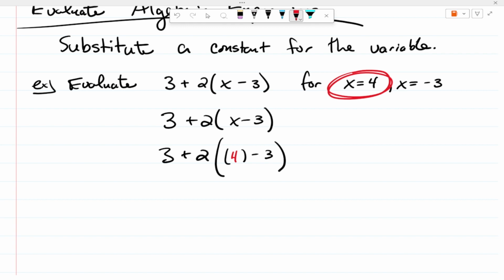That's it. Now this becomes the order of operations. Do we see parentheses? Yes. So we'll do the work inside. 4 minus 3 is 1. Do we see exponents? No. Move on. Do we see multiplication or division? Yes. 3 plus 2. And finally, we can add to get 5. So as soon as you evaluate and you substitute in, it becomes the order of operations. So let's do this again, but we're going to do it for -3. So I'm just going to erase everything.